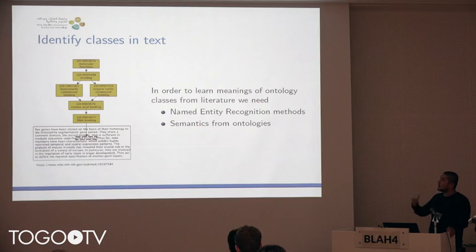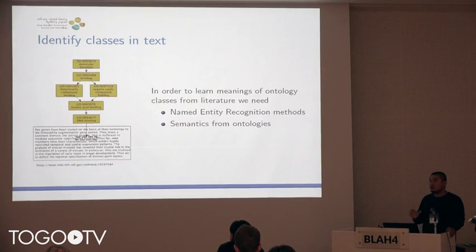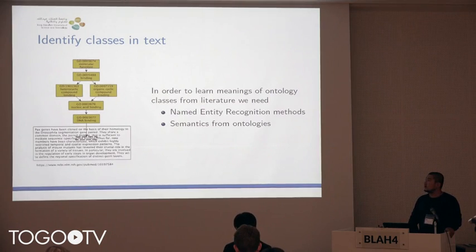So for example, if we find mentions of one class in the text, then we need tools like named entity recognition tools that can use the synonyms and labels of this class to identify it in the text, and also semantics from the ontologies, that is to say the structure, the superclasses of the ontologies. We can also use this structure and learn the context of this class. So the learning, based on the co-occurrence, the learning of the context of the class is the meaning.